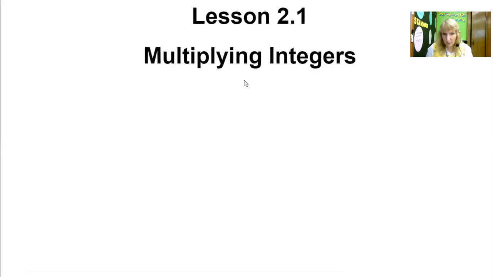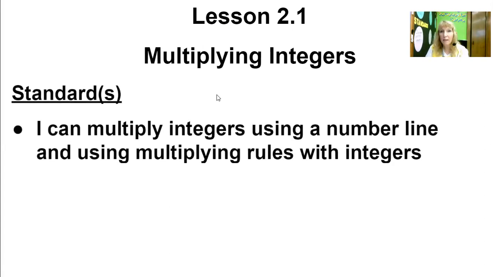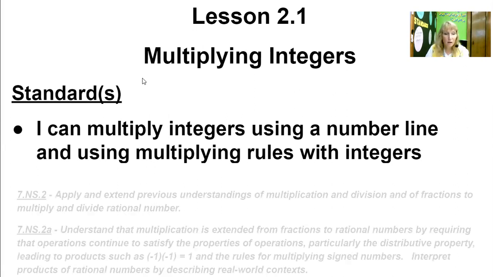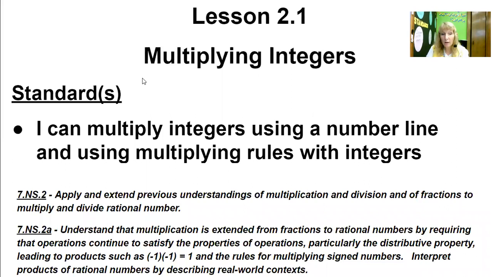So this is our second unit in math from this year, multiplying integers. And our objective today is I can multiply integers using a number line and using multiplying rules with integers. You're going to find that the multiplication rules are different from the adding and subtracting rules that we've been learning in Unit 1. Our standards are NS2 and then NS2A, which is your subcategory from NS2.